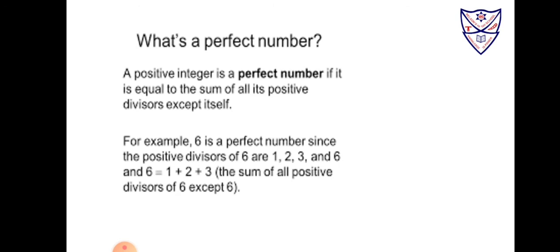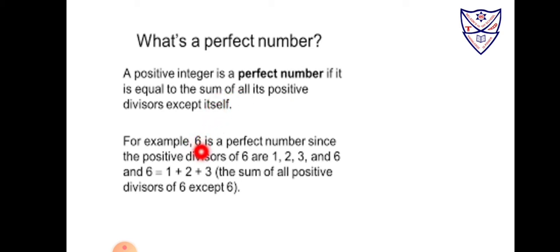Students, what is a perfect number? A positive integer is a perfect number if it is equal to the sum of all its positive divisors except itself. Means what, students? Here it is said in this slide that a perfect number is equal to the sum of all its positive divisors.